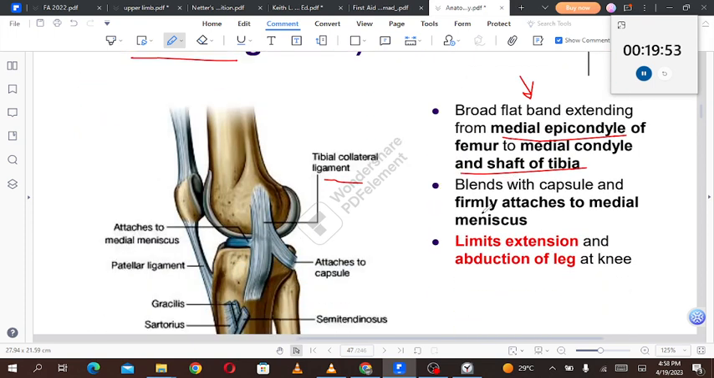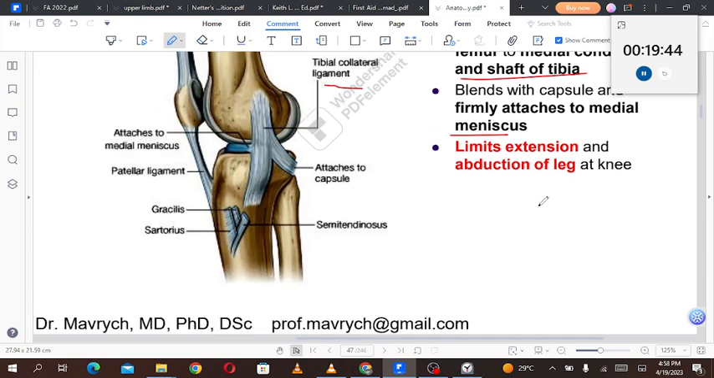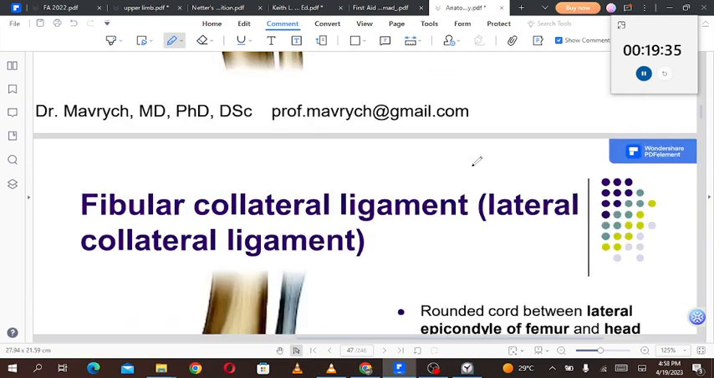It blends with the capsule and firmly attaches to the medial meniscus. It is not lemniscus, it is medial meniscus. So it blends with the capsule and firmly attaches to the medial meniscus and limits the extension and abduction of the leg at the knee. Okay, got it. It limits the extension and abduction of the leg at the knee.